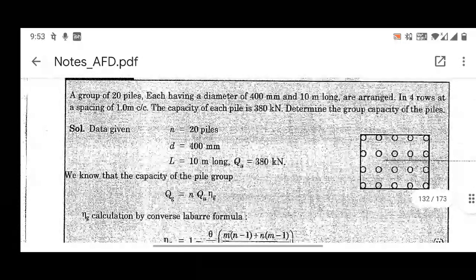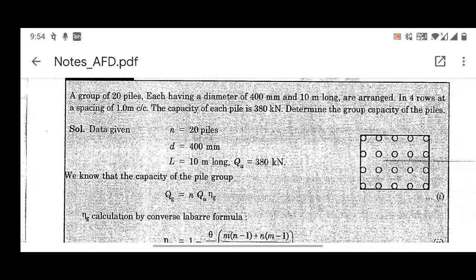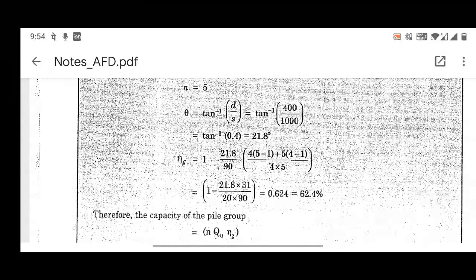The diameter and spacing are given in your question: a diameter of 400 mm is provided, the piles are 10 meters long, and four rows are there. A spacing of 1 meter is given, so 1 meter is equal to 1000 mm. That is what they have placed here. So theta is equal to 21.8 degrees.